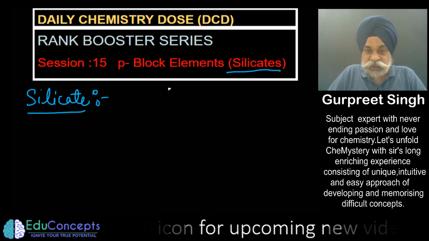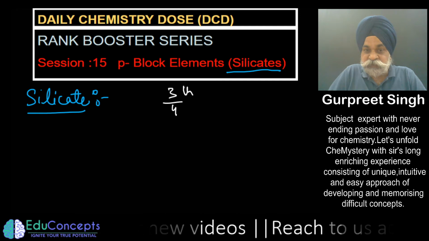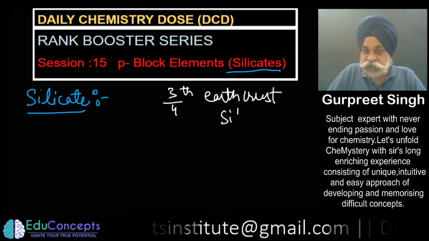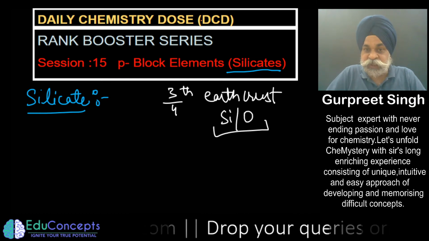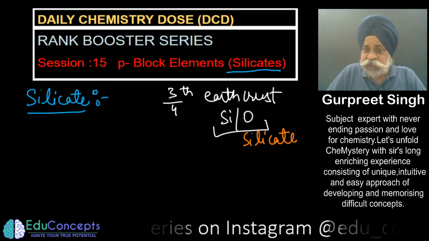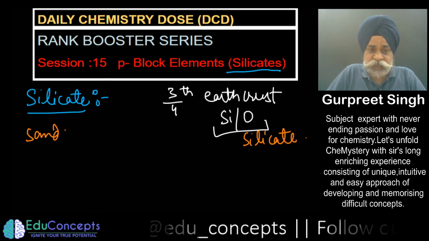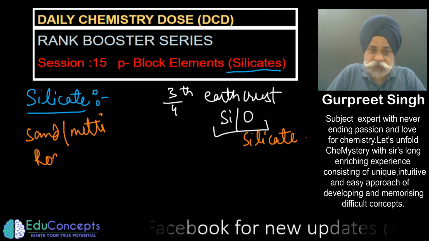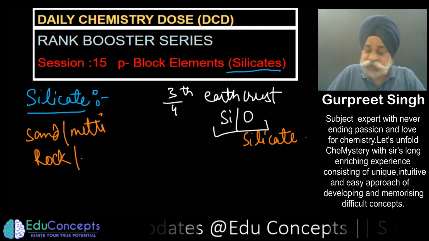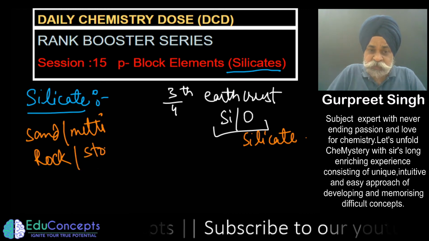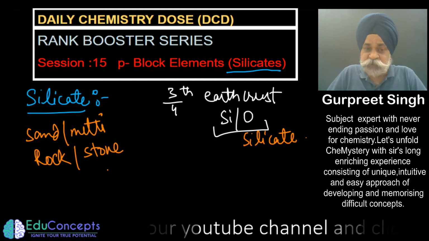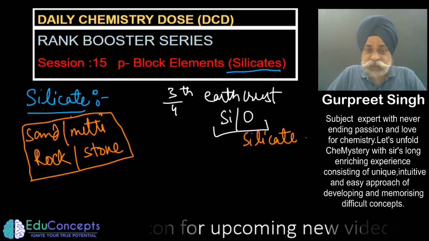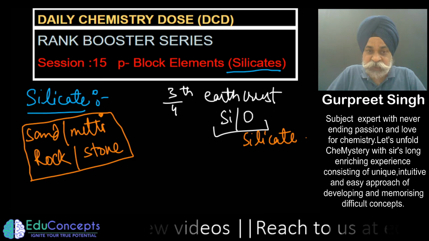So just for your curiosity, I should also place it here that three-fourth of our Earth crust contains compounds of silicon and oxygen, which primarily consist of silicates. And when I say Earth crust consists of sand, which we say as mitti, different types of rocks contain silicates, and many stones also contain silicates in the form of aluminosilicates. So in the Earth crust, these are the things where you would find a lot of silicate.